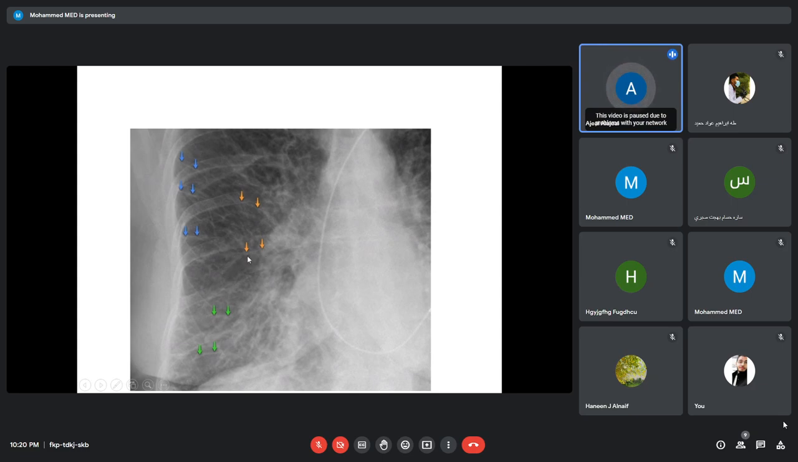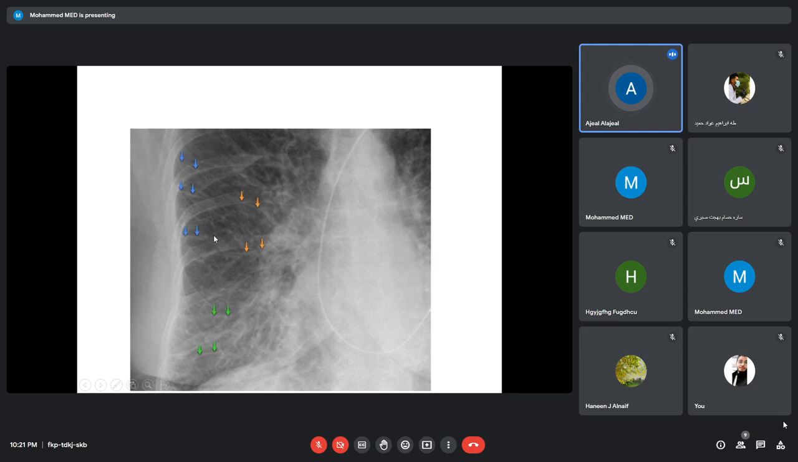While curly B lines, which are the blue arrows, are lymphatics. They should touch the border of the chest. You see, they touch the border and they fade away towards the center, exactly the opposite of curly A lines. These are diagnostic of heart failure.